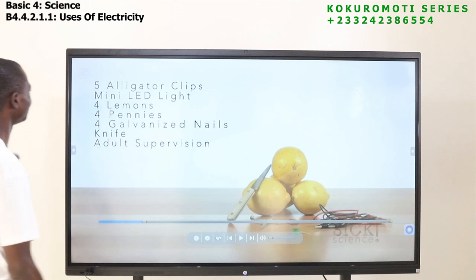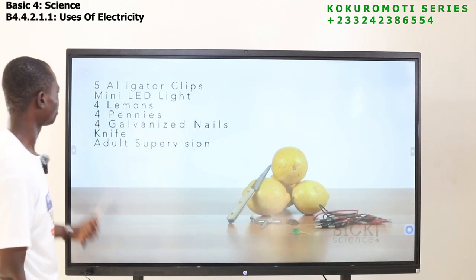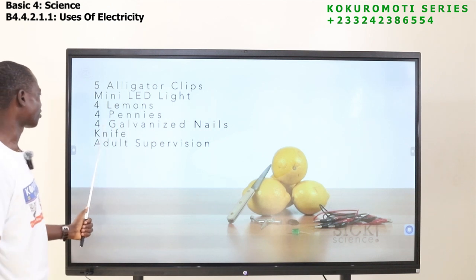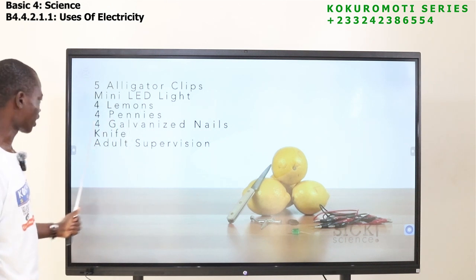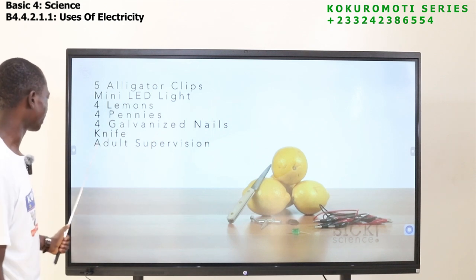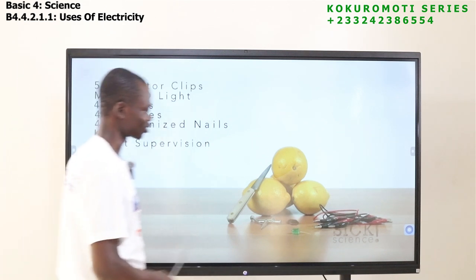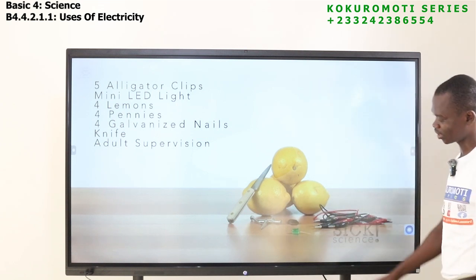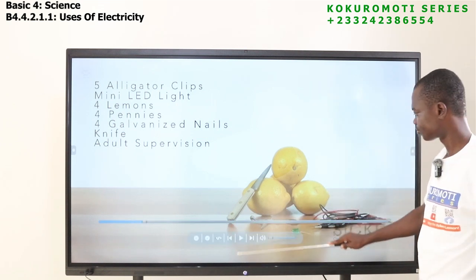Look at the things that you need. 5 alligator clips. We have mini LED lights, 4 lemons. We have 5 coins, 4 galvanized nails. We have a knife, and then adult supervision. So your teachers will be there, your mother should be there to supervise the work that you are doing.